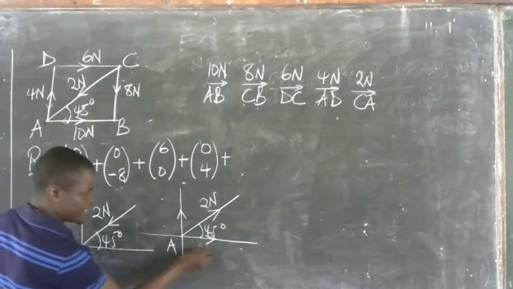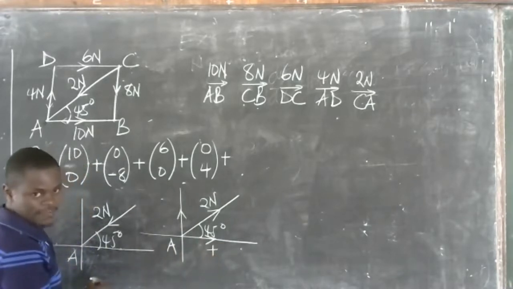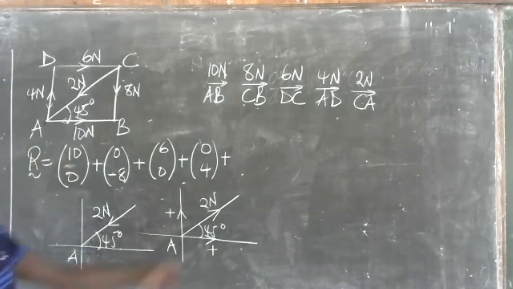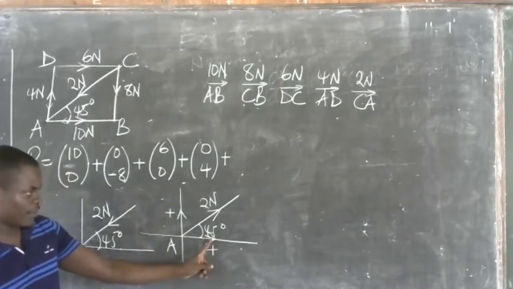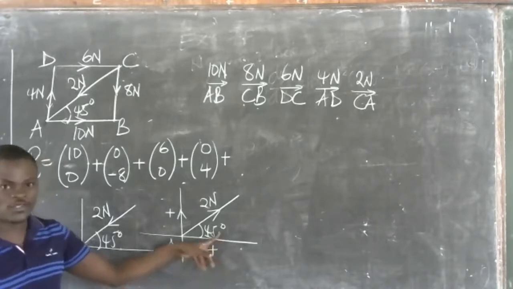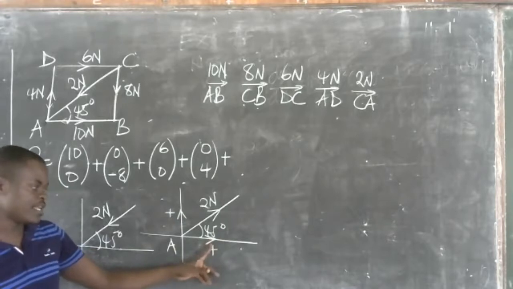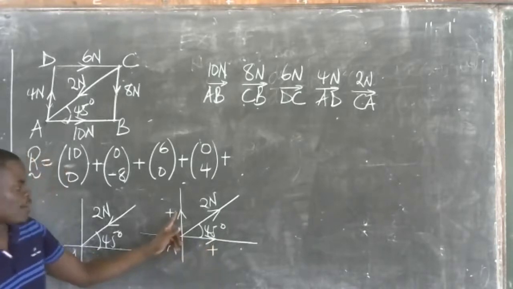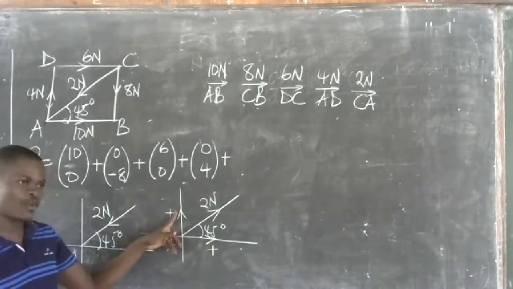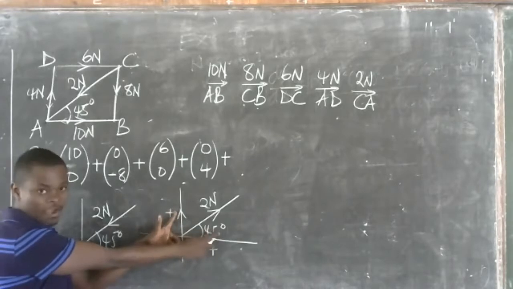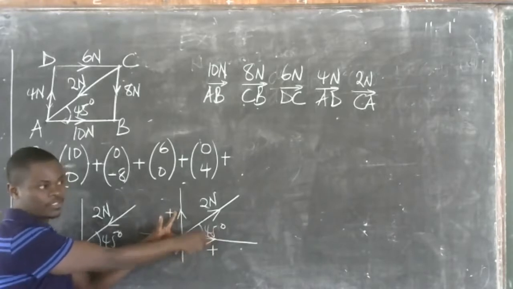So in this case, the horizontal component is positive and the vertical component is also positive. This component here is adjacent to the angle, therefore goes with the cos. So it will be 2 cos 45 positive. Then this component will be positive 2 sine 45 degrees, because it is opposite to the angle of resolution, goes with a sine.